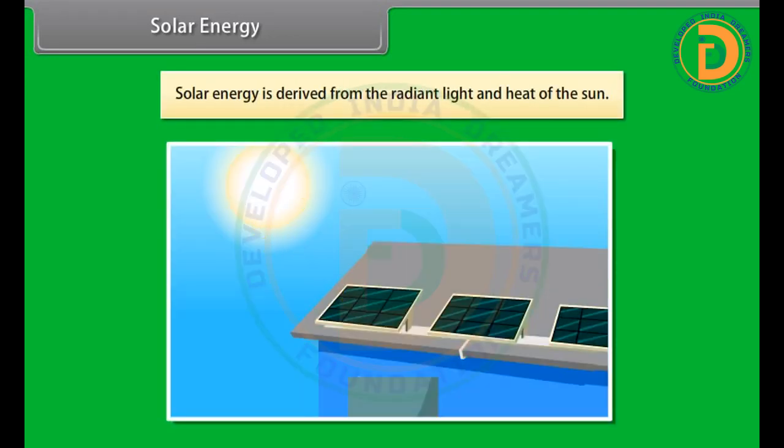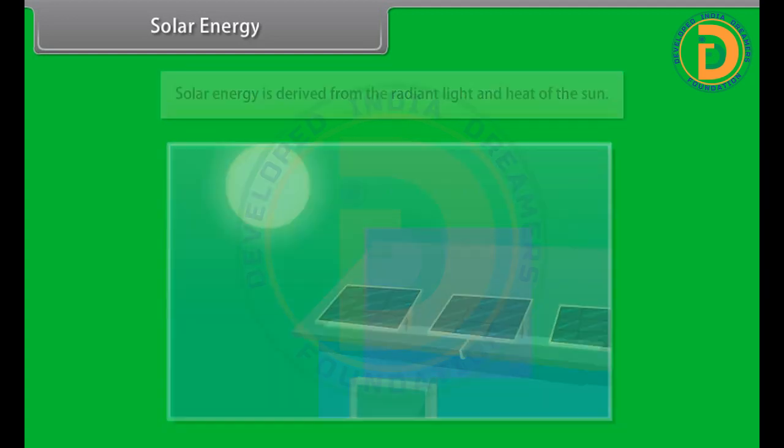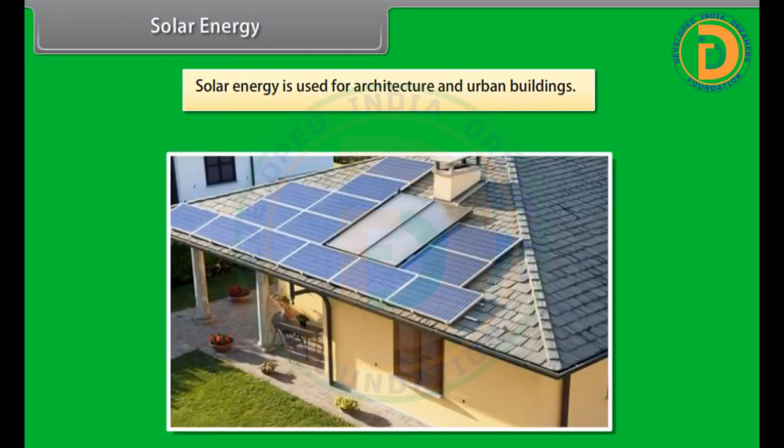Solar energy. Solar energy is derived from the radiant light and heat of the sun. It has been used by humans since ancient times for a range of technologies. Solar energy is used for architecture and urban buildings.